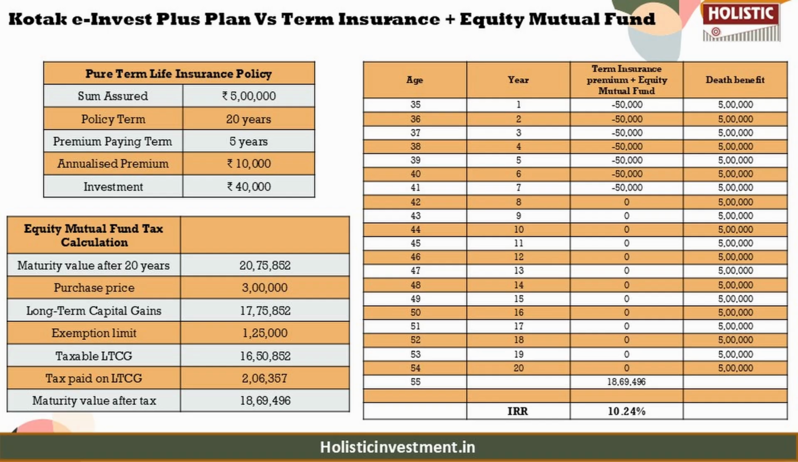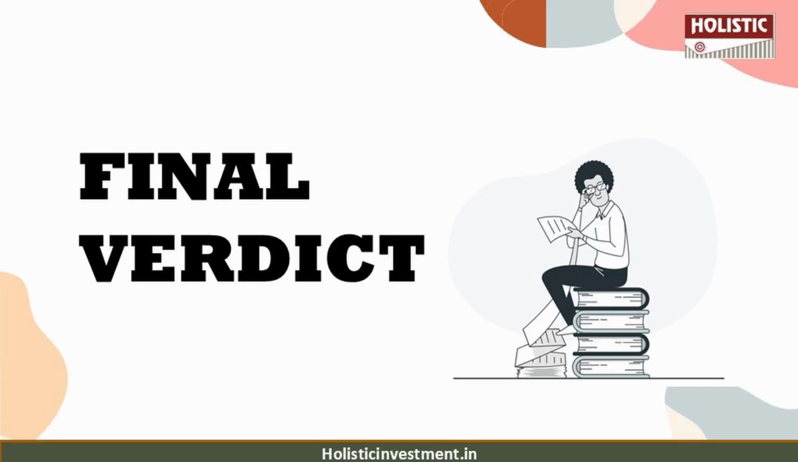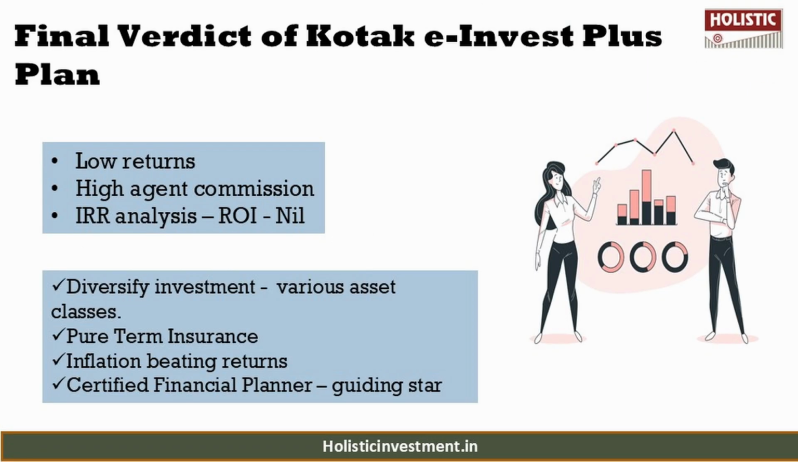So this approach not only ensures adequate life cover through term insurance but also generates significantly higher returns compared to Kotak e-Invest Plus plan. So separating your investment and insurance needs provide greater flexibility, transparency, and the potential for higher inflation adjusted returns. So as this comparison shows, combining a pure term plan with a targeted investment strategy is far more efficient than opting for bundled products like ULIP. So what is the final verdict then? Is investing in the Kotak e-Invest Plus plan worth it or not?